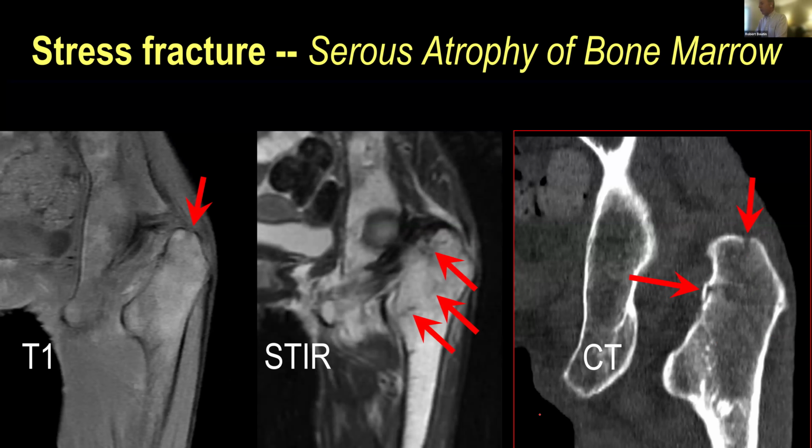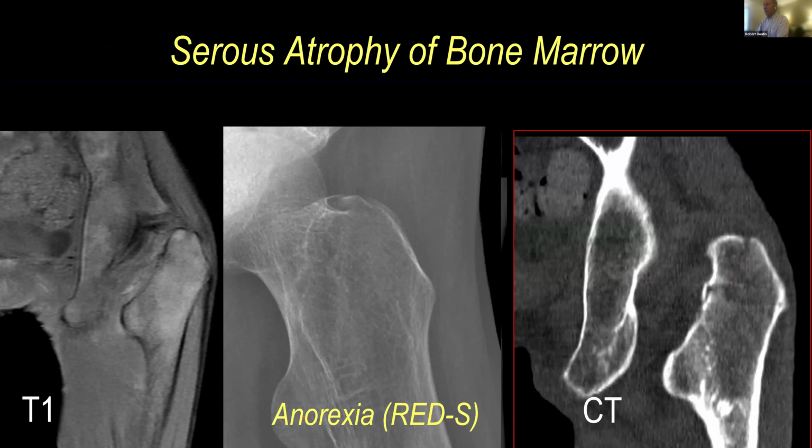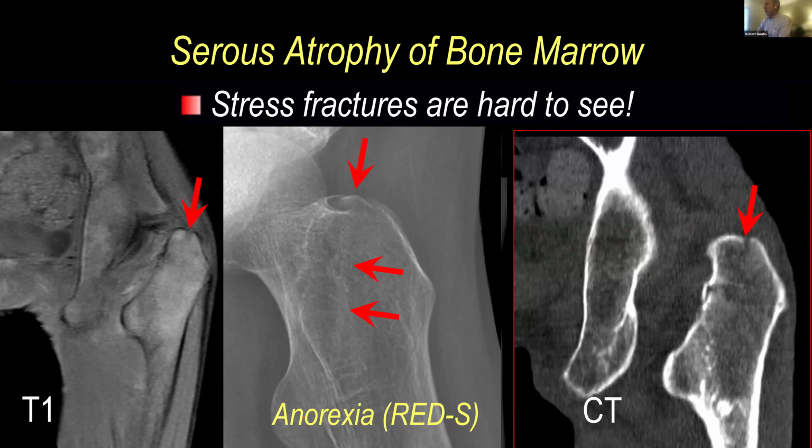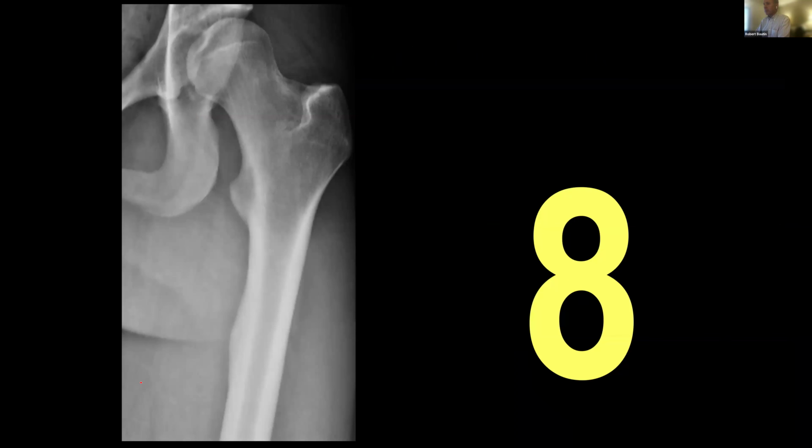So long story short, just be aware that not everybody, most, but not all patients have conspicuous abnormality on the MRI. Here's a STIR image, and you can sort of see the fracture there. You can see the fracture a little better on the CT image. So serous atrophy of bone marrow, also referred to as gelatinous transformation, is seen with an advanced stage of anorexia or in patients with cachexia.